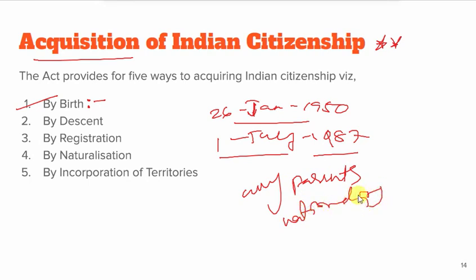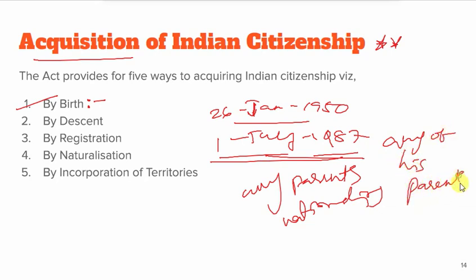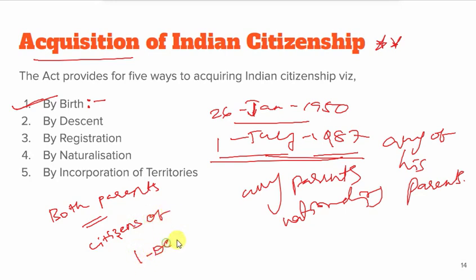And not only that, a person who was born in India after 1st July 1987 is considered a citizen of India only if any of his parents was a citizen of India at the time of his birth. And there is one more condition: after 1st December 2004, people born in India are considered citizens of India only if both parents are citizens of India.